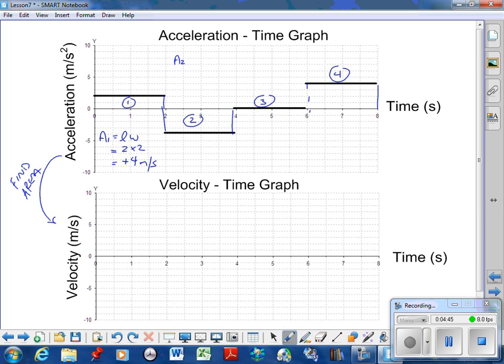Area 2, again, length and width. It's a rectangle. 2 times, and this time it looks like it goes down to 1, 2, 3. It looks like it's supposed to go down to 4.